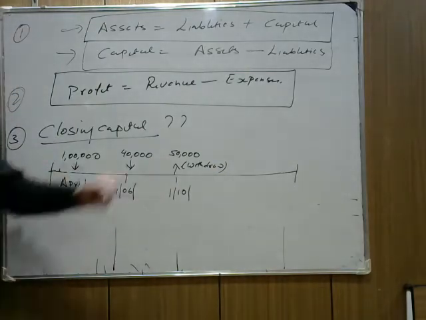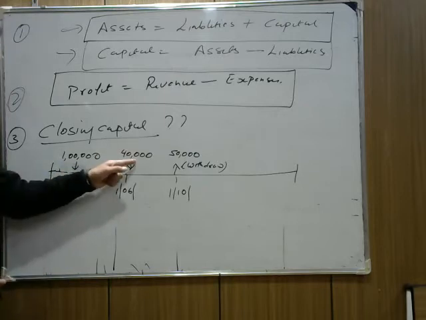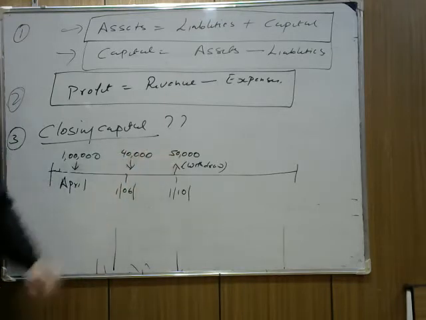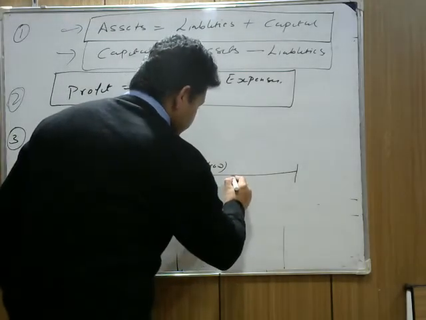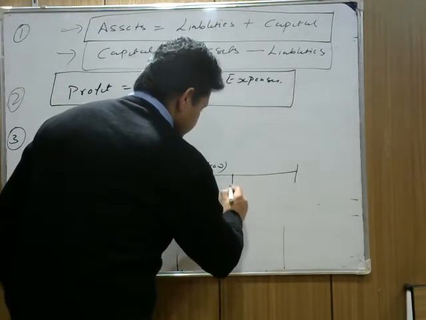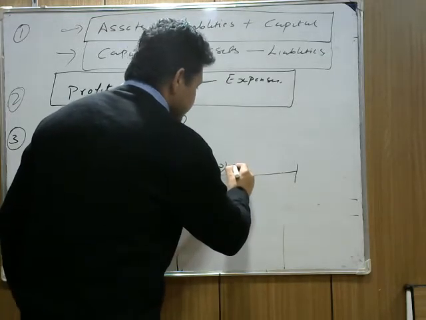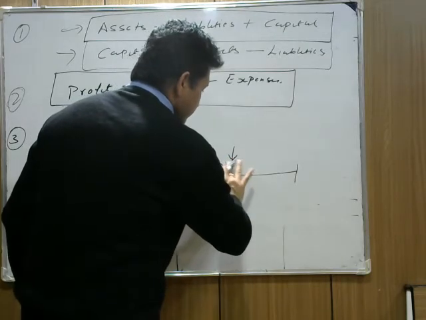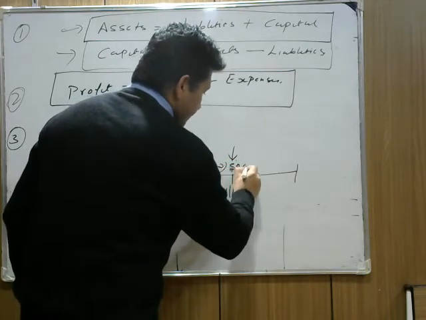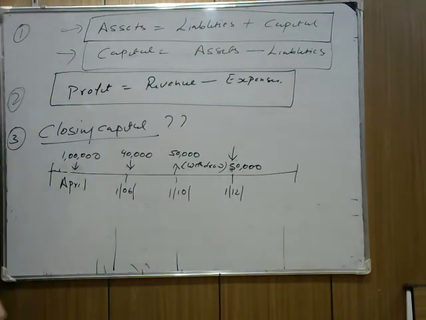Drawing. Now what will drawing do? Drawing decreases the capital or increases the capital? Drawing will decrease the capital. Earlier capital was 1,40,000, you withdraw 50,000. Again on 1st December same year, you put 50,000 more as capital.